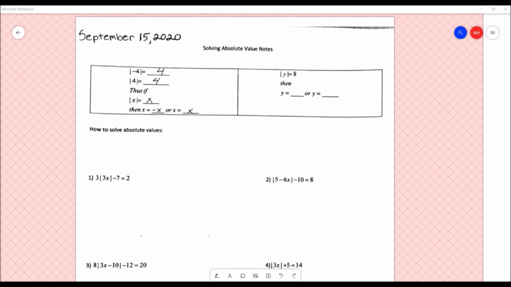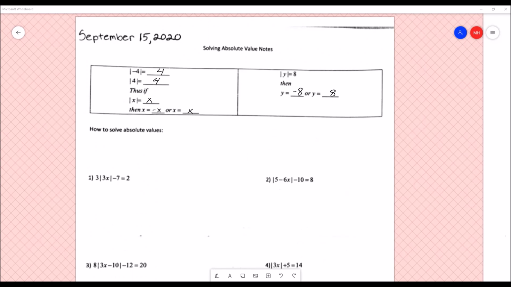So if I look over at the next side, it says the absolute value of y equals 8. That means that y could either be a -8 or a +8. So with this information, we're going to go ahead and start on our examples.